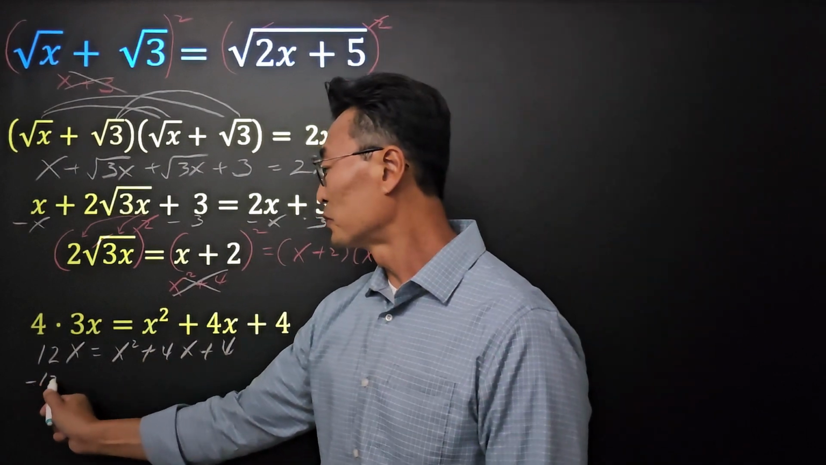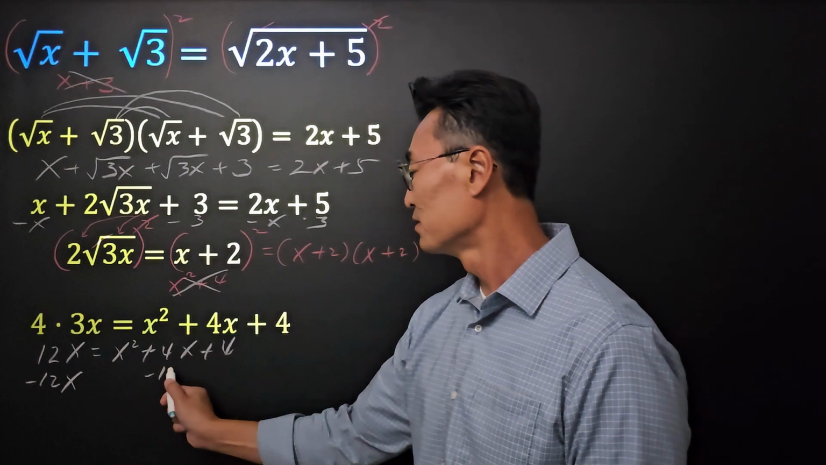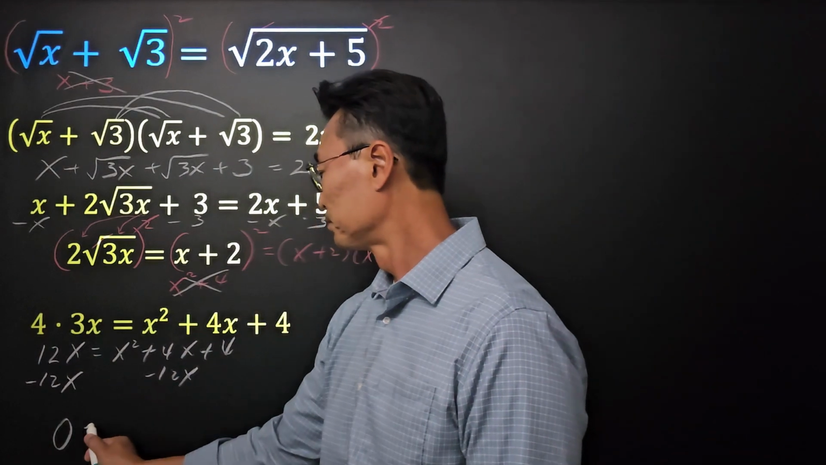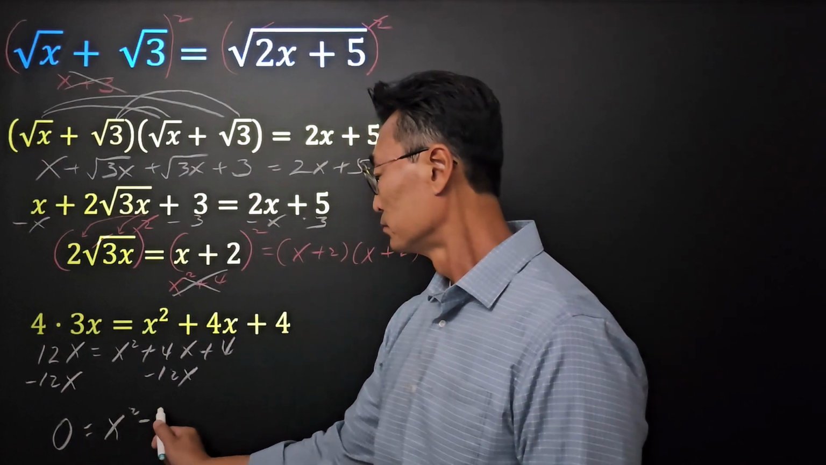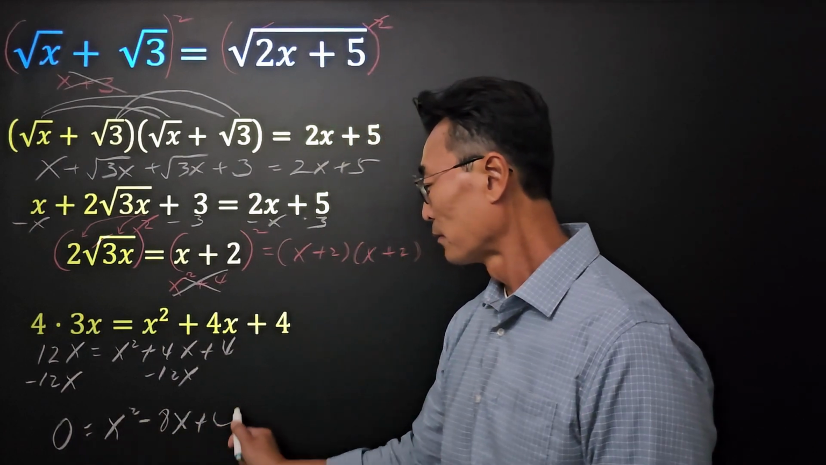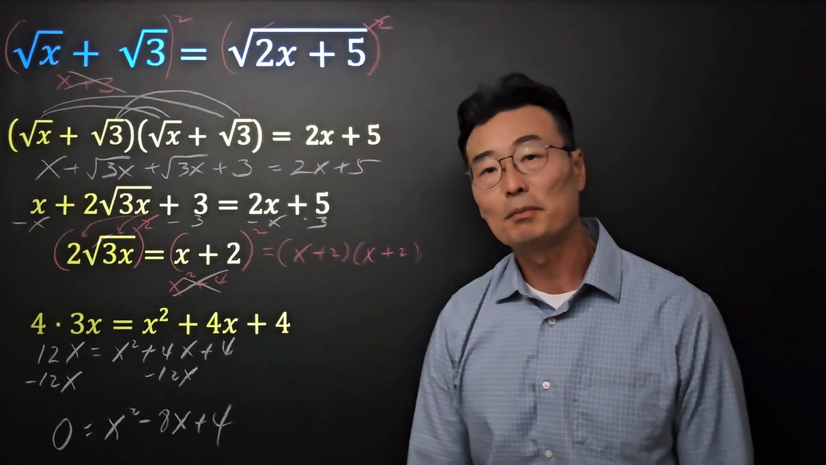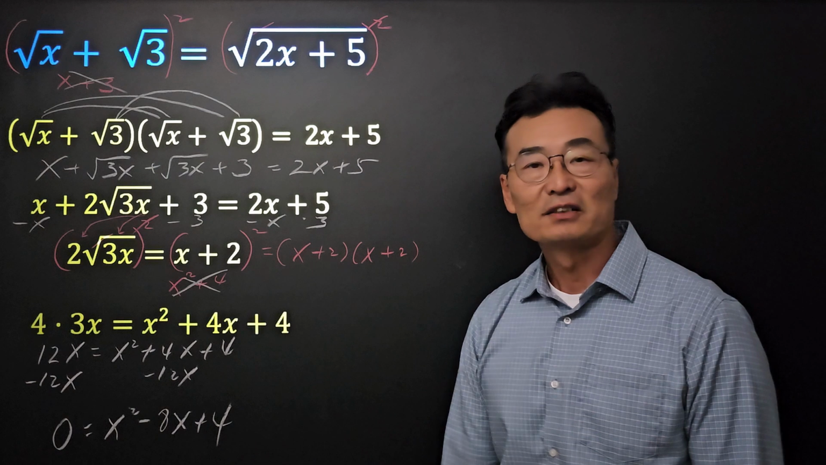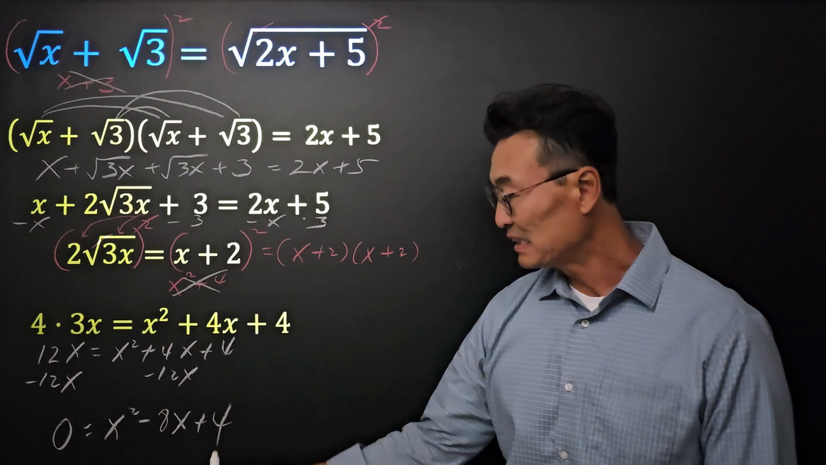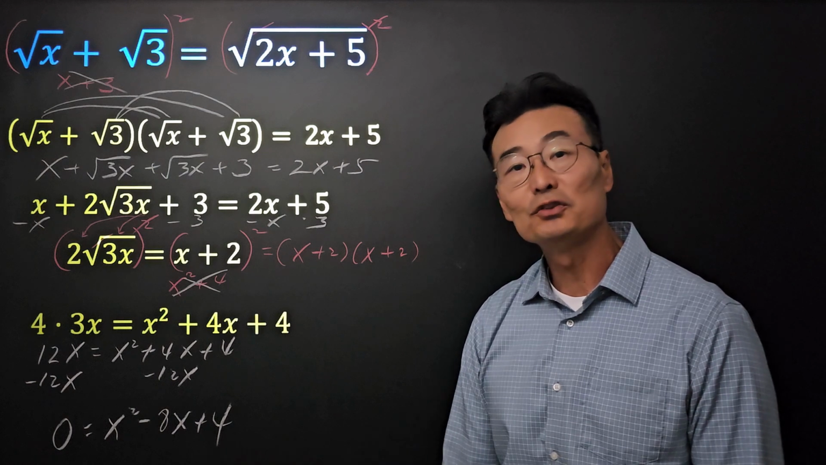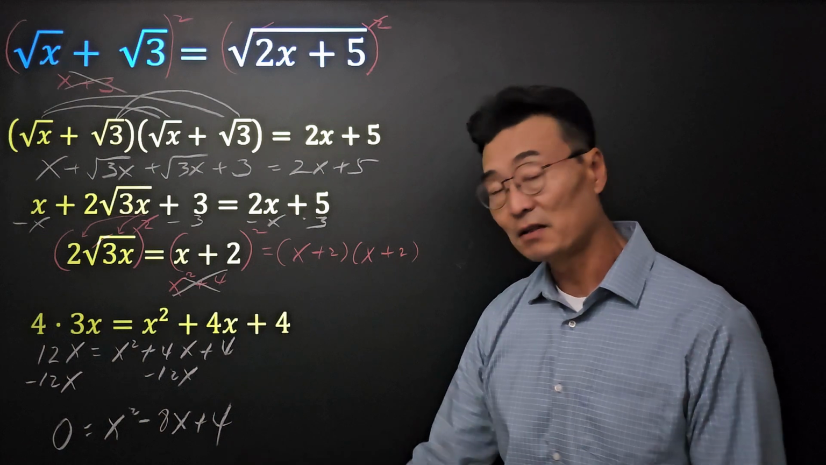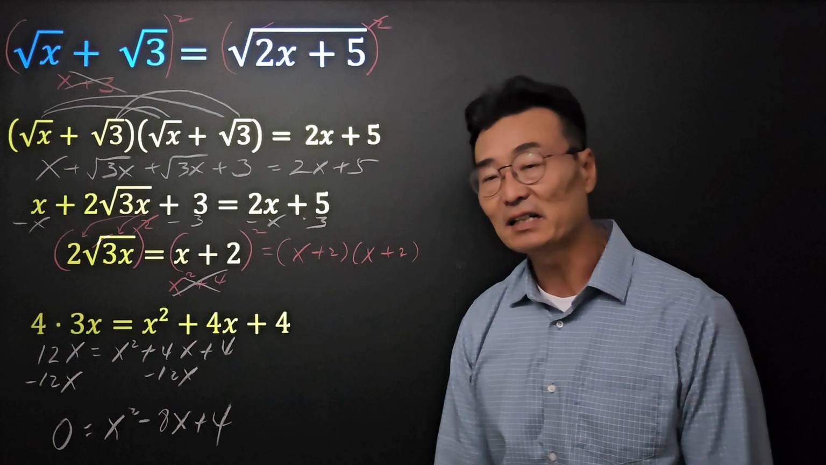And then if we subtract 12x from the left and the right side, we end up with 0 equals x squared minus 8x plus 4. I wish we could factor this and finish it up, but unfortunately this is not factorable, so we have to go ahead and use the quadratic formula or complete the square method to find the final answer for the x.